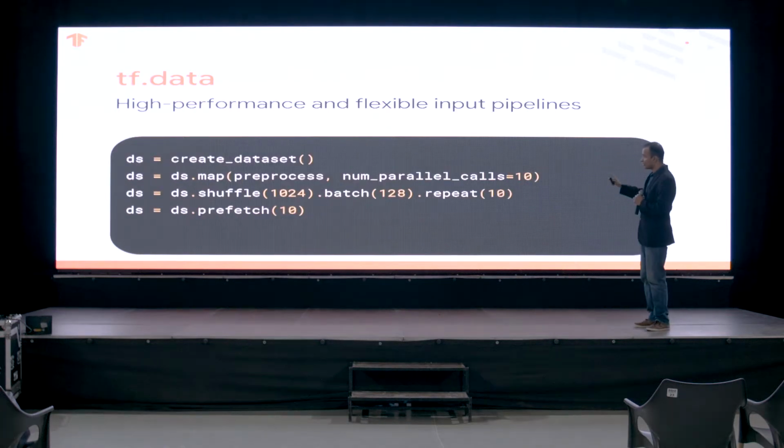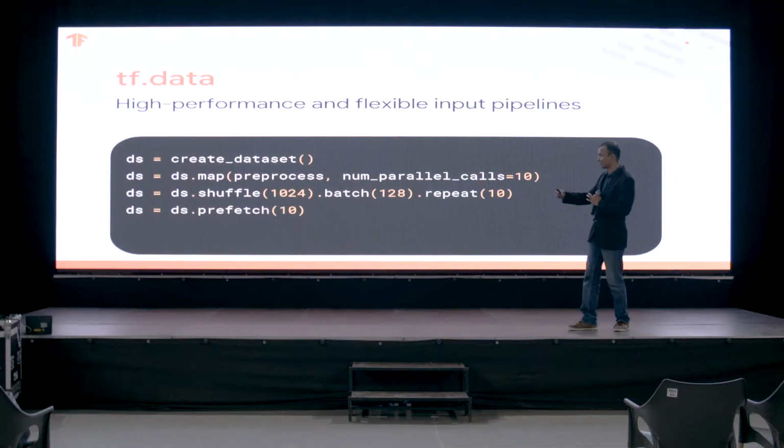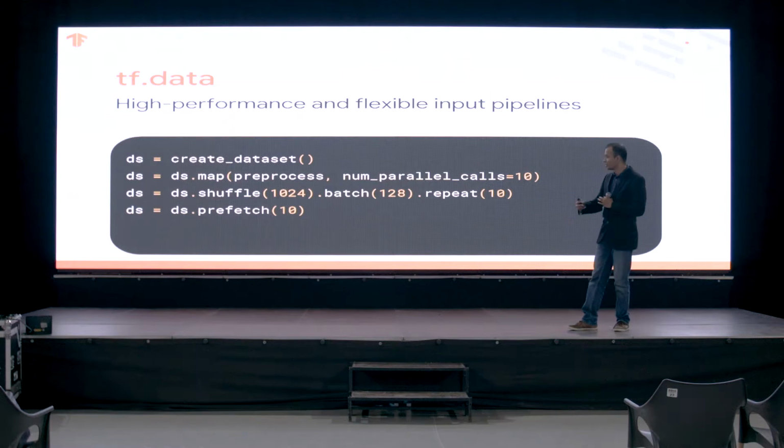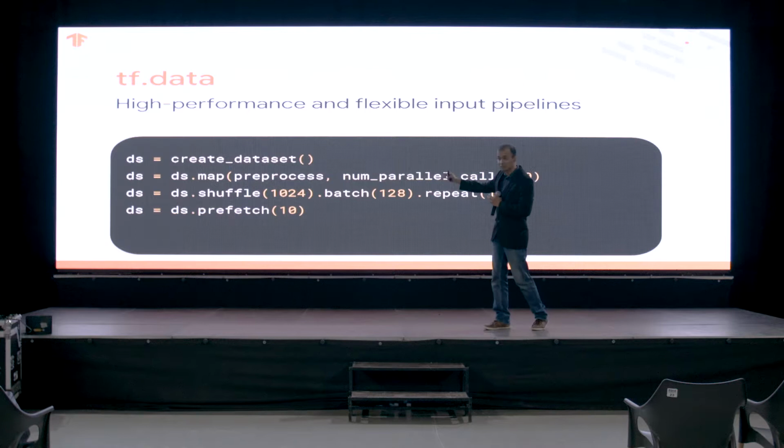So here, this is basically the idea. You have a high performance, flexible input pipeline. You create your data set and do all your manipulations. You want to, for example, pre-process this data set, shuffle it, and prefetch. All this is done with just a few lines of code.